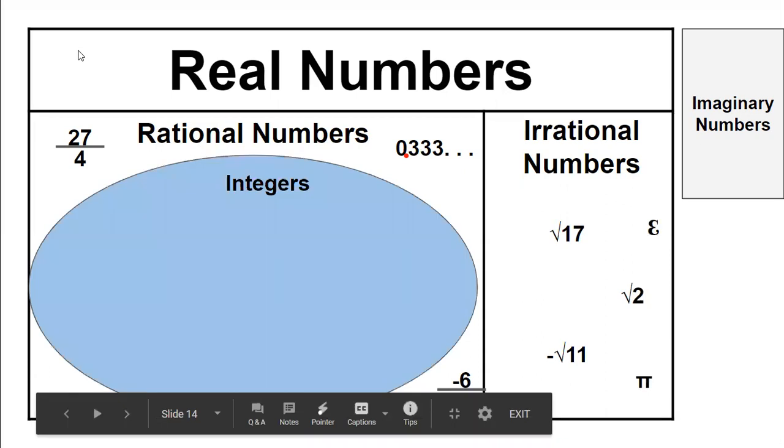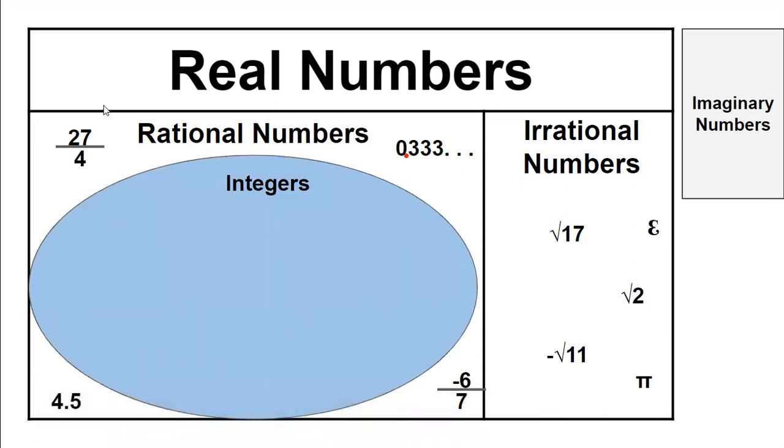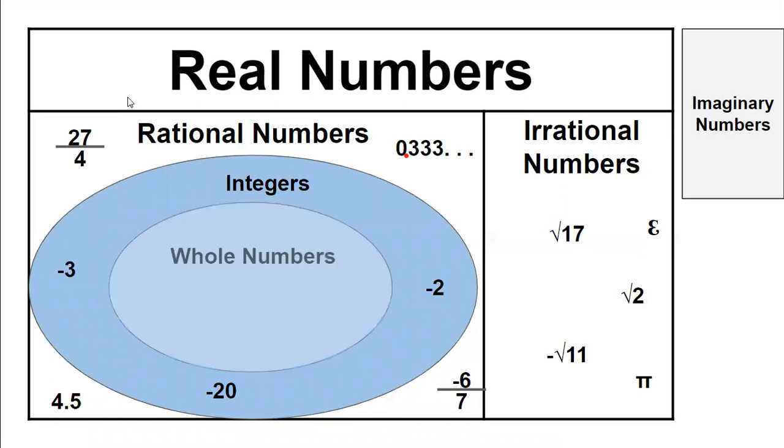So within the real numbers, you have 2 subcategories of rational numbers and irrational numbers. Within just the rational numbers portion, you have also integers, right? Integers are rational numbers, but they are also integers. So -3, -2, -20, and you could say the positive counting numbers. Those are all integers.